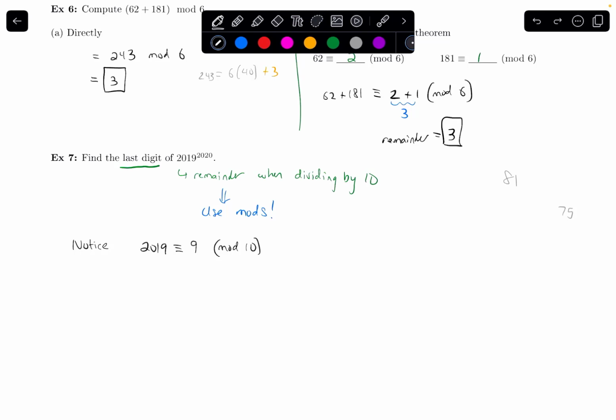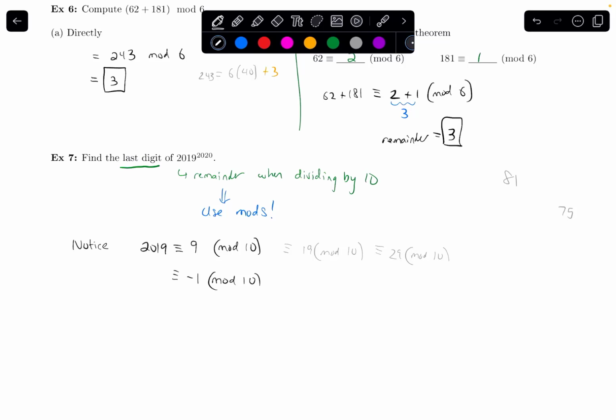I can even simplify this further. Not only is that true, but this would also have the same remainder as 19 mod 10 or 29 mod 10, anything that ends in a 9, where I keep adding 10. But I can go in the other direction. Instead of adding 10, I could subtract 10. And that's nice, because if I subtract 10 from the 9, I get -1. So this is congruent to -1 mod 10.